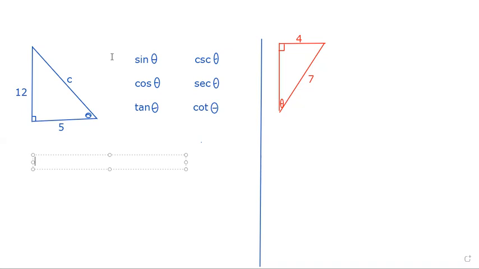So in this example, we want to look at the Pythagorean theorem. Now, the Pythagorean theorem is used whenever we want to find the missing side of a right triangle. So first, we need to start with our formula. That's going to be, for our Pythagorean theorem, a squared plus b squared is equal to c squared.